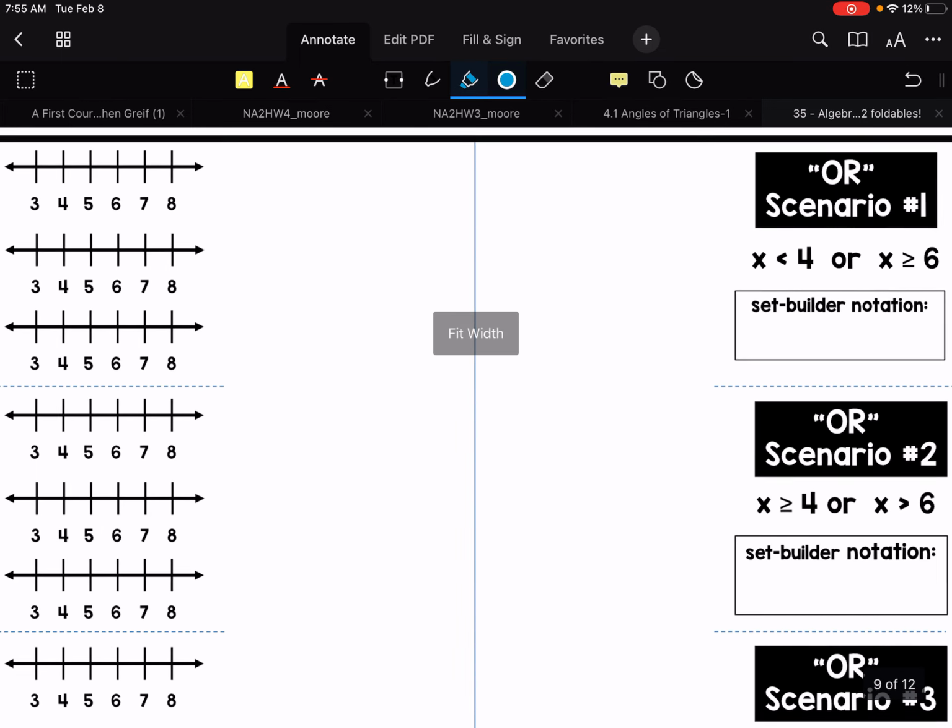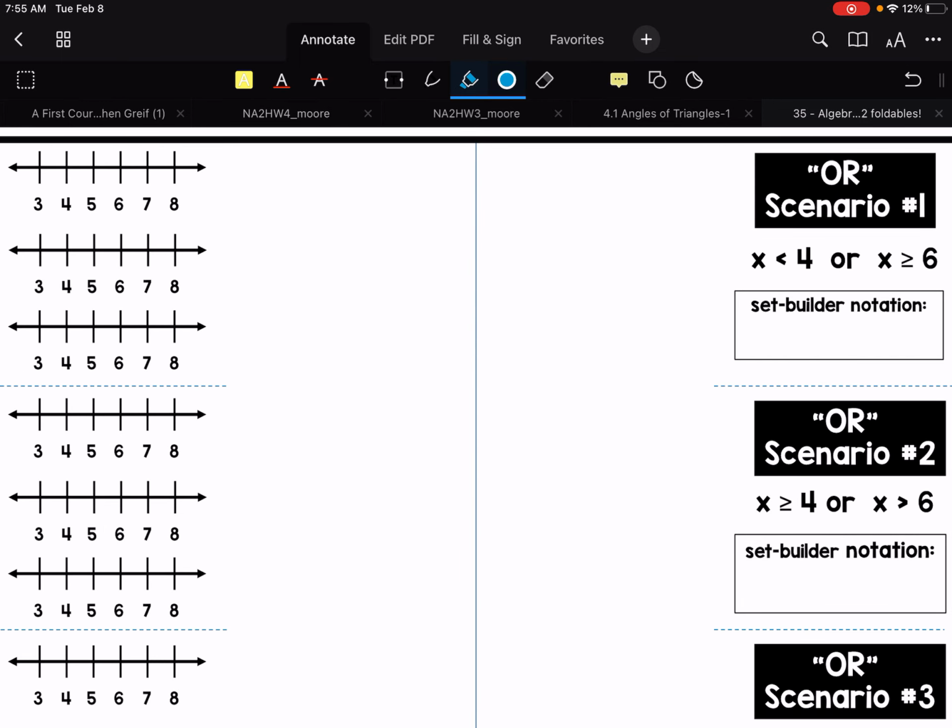Again, we'll do 3 examples here. Again, I like to graph first and then put it in set builder notation. I think it makes the most sense to do it that way. "Or" means you or your friend go to the mall. So it doesn't have to be both of you. It could be both of you, but it's likely just one of you.